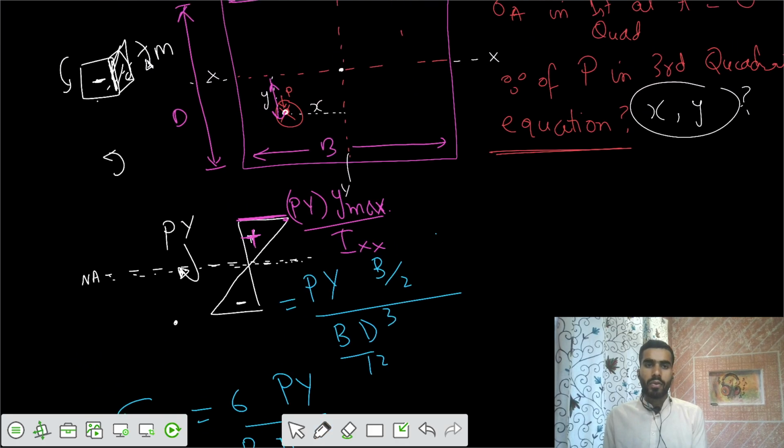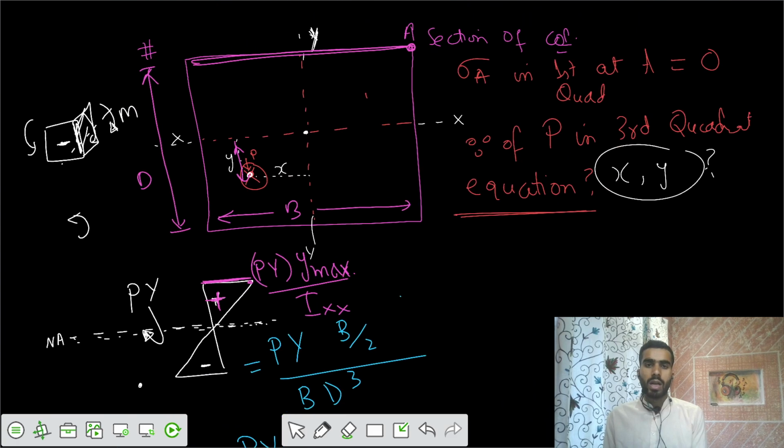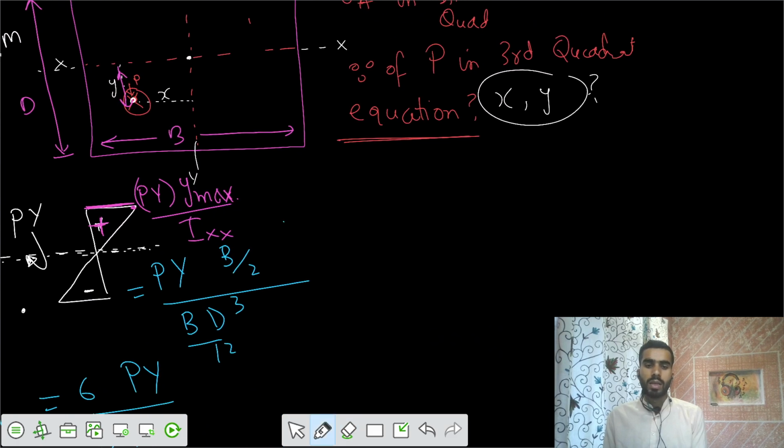And similarly, if you transfer the effect of that moment about the line yy, you have this yy line, and your load is here at a distance of x. Because of this, the moment that is getting developed is in this fashion, anti-clockwise.